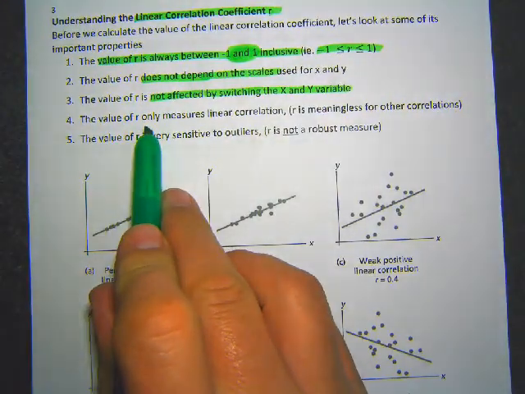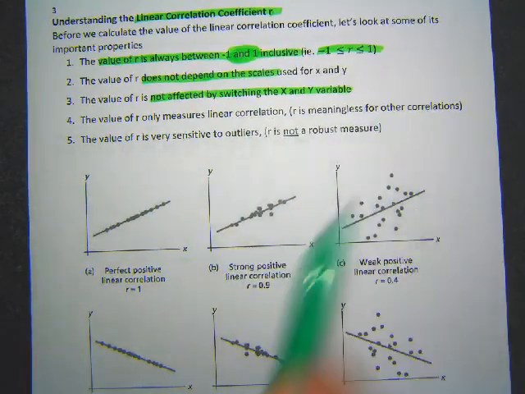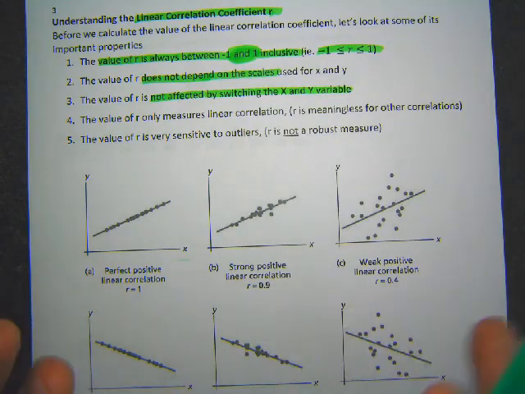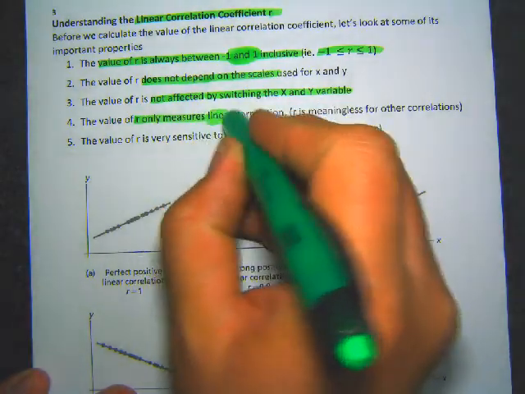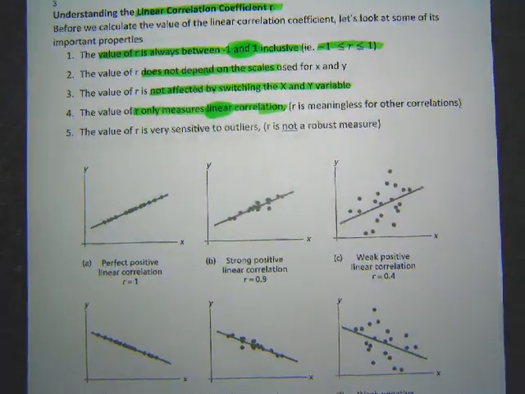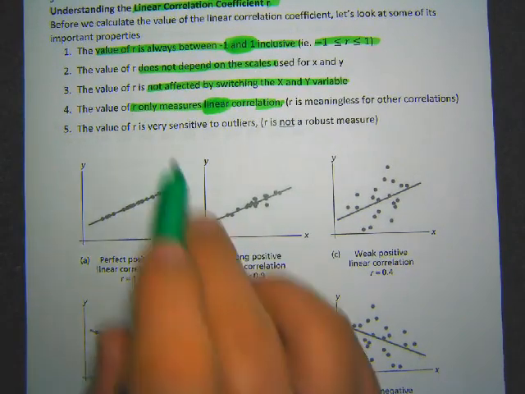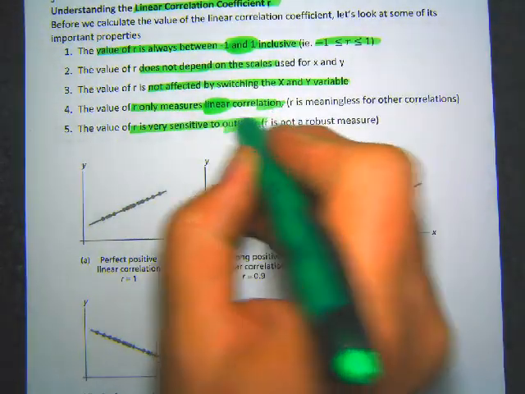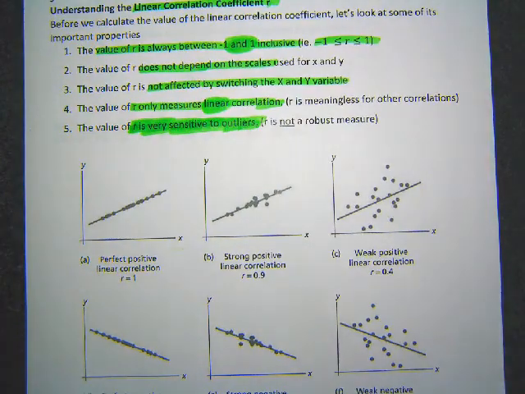The value R only measures linear correlation. It is meaningless for anything else. So if you have a curve, not a straight line, then R doesn't mean anything. R only measures linear correlation. Only use it for a straight line. So I always want to make sure you're working with a straight line before you try and figure out what R is or use it for anything. It's very sensitive to outliers. So if you have outliers, you don't really want to use R. This is just a value that works when you don't deal with outliers.